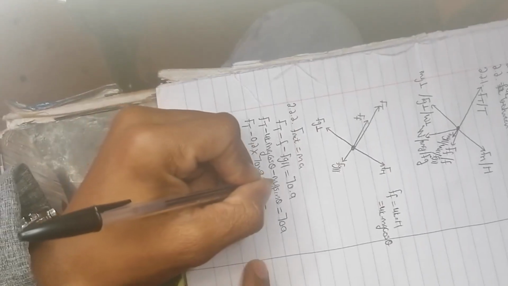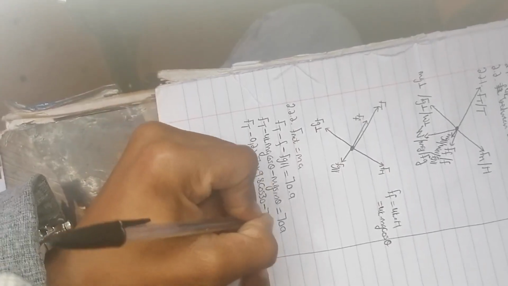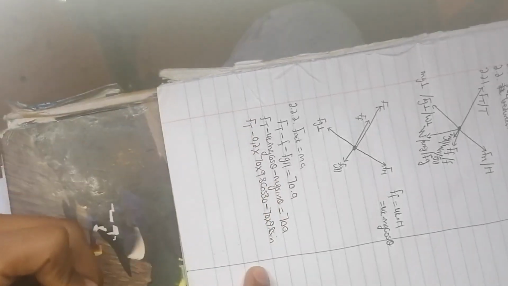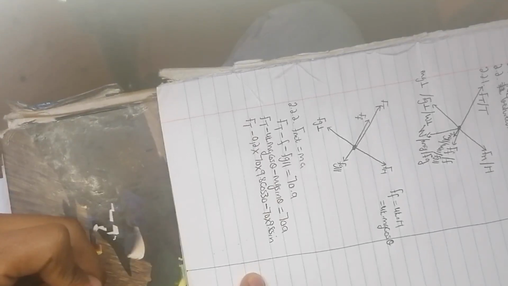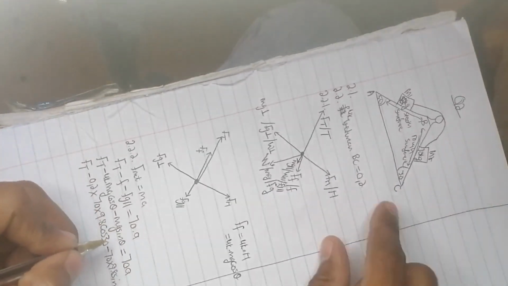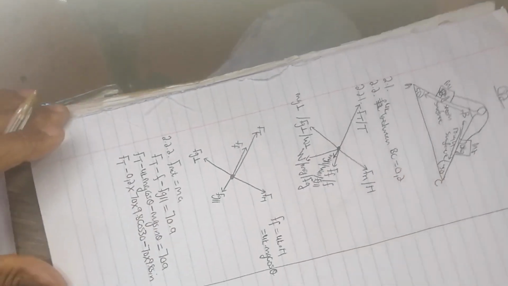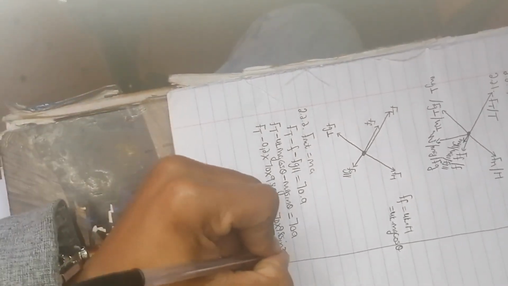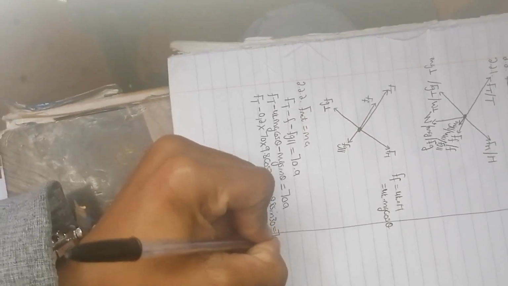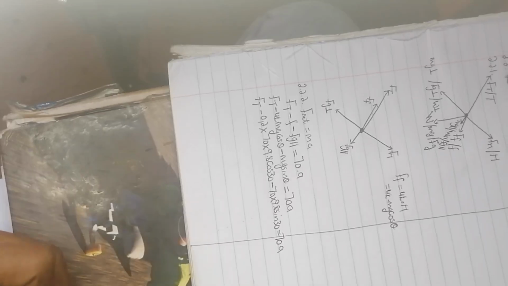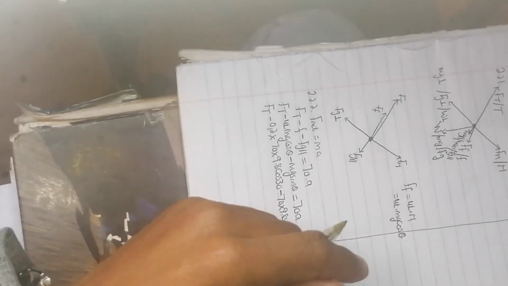So the angle is 30, minus the mass is 70 times 9.8. The sine of which angle? The very same angle of 30. And this is equal to 70a. I hope that we are fine.